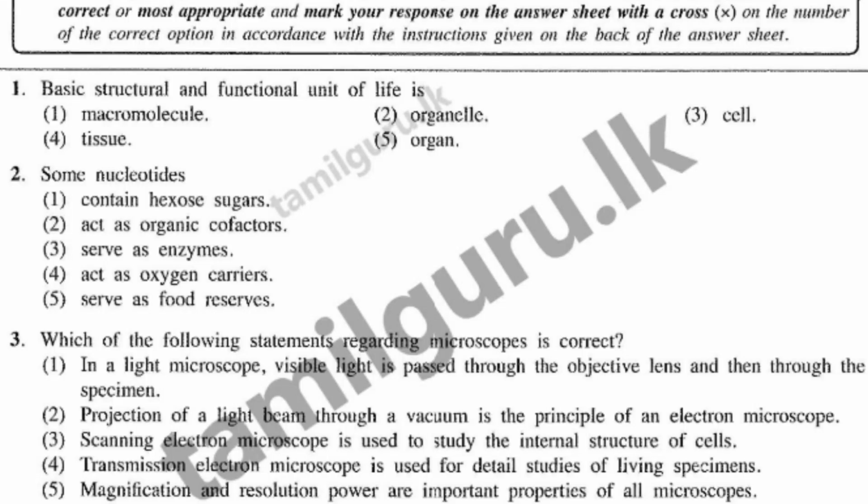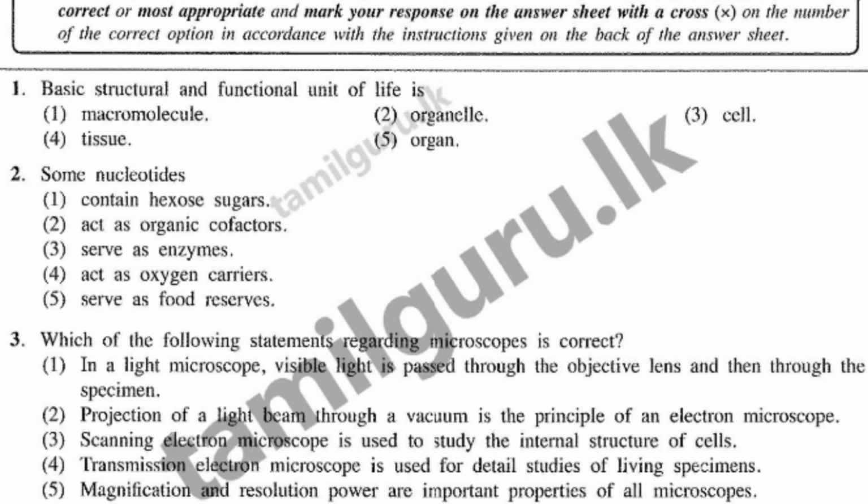So the first question, basic structural and functional unit of life, the answer is number 3, it's the cell. Second question, some nucleotides. So here they're talking about some nucleotides, not all nucleotides. The first statement says contains hexose sugars. That is wrong. All nucleotides have pentose sugars.